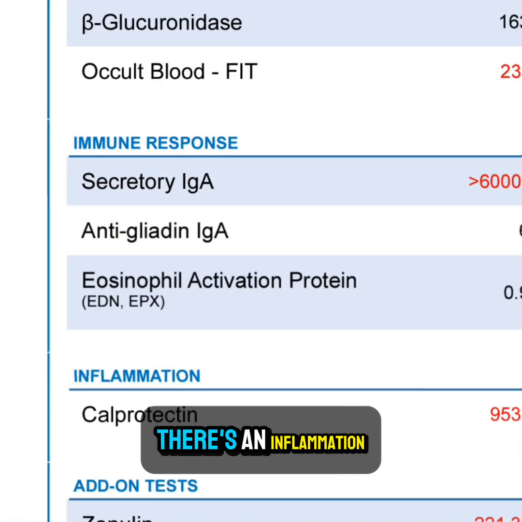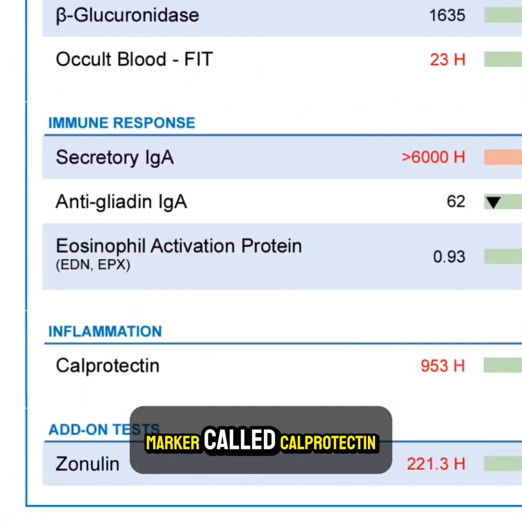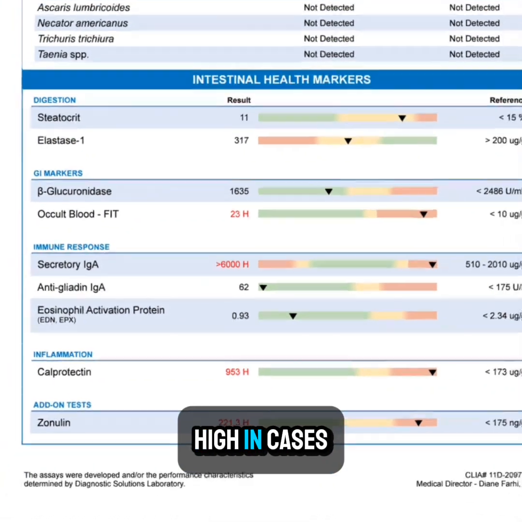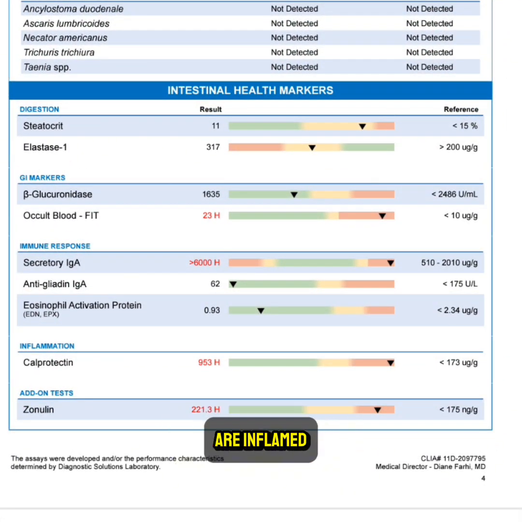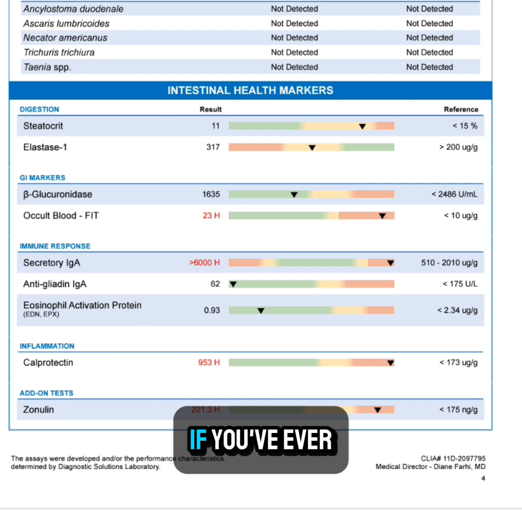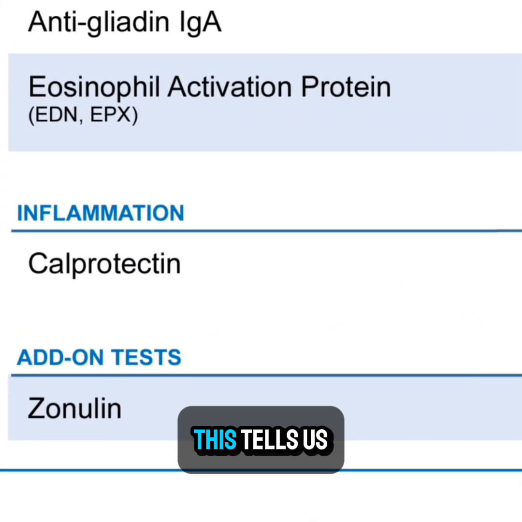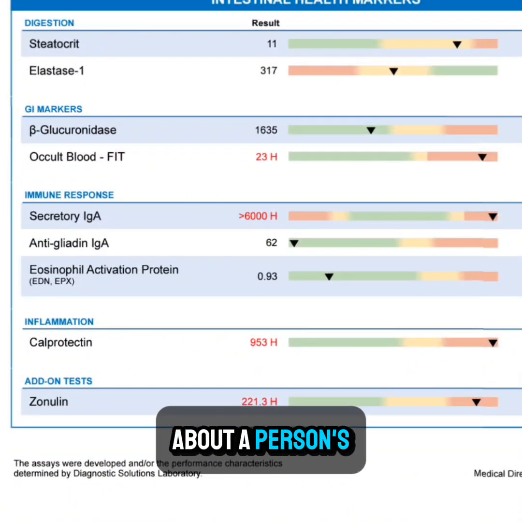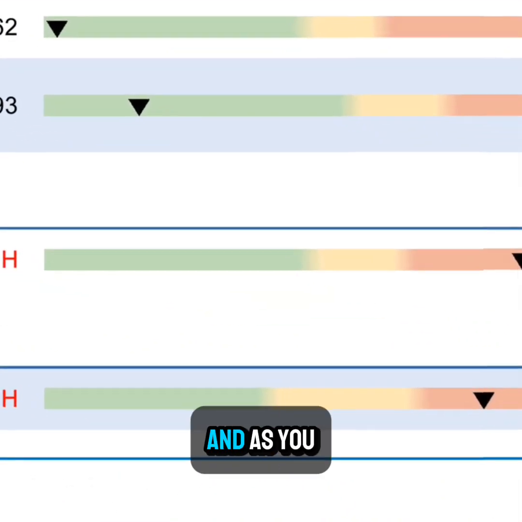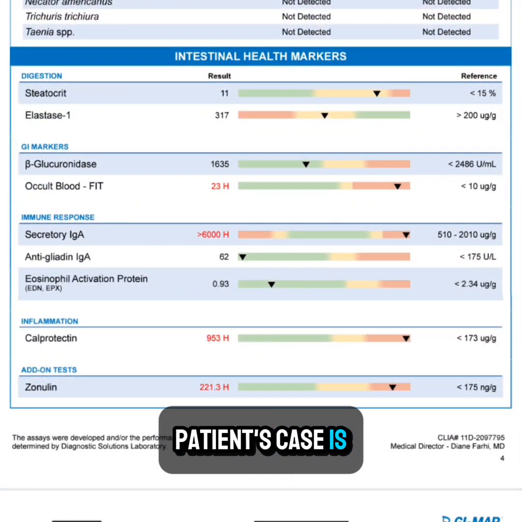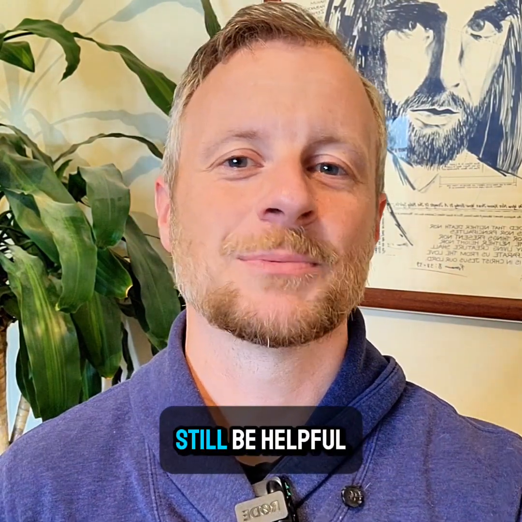Last 2 things. There's an inflammation marker called calprotectin, and this is high in cases where the colon and the bowels are inflamed. And then lastly, if you've ever wondered if you have leaky gut, there's a marker called zonulin. This tells us in black and white about a person's intestinal permeability, and as you could tell, this patient's case is positive for that.